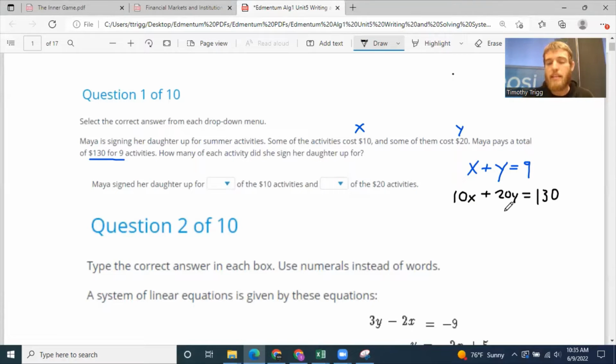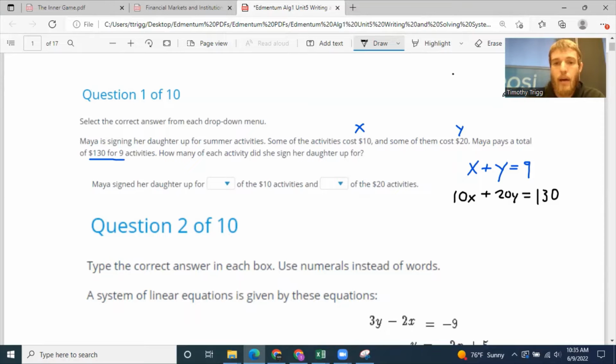In this case, there's no variable already solved for. That's the first thing I'd usually look for. Like, does it say x equals something or y equals something? In this case, it doesn't, right? So I'd have to solve for a variable in one of these equations.